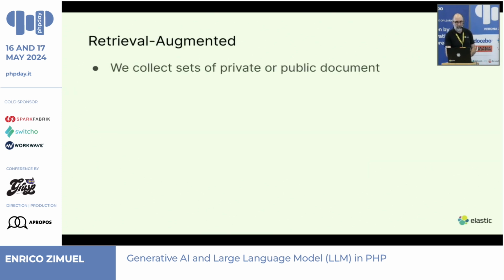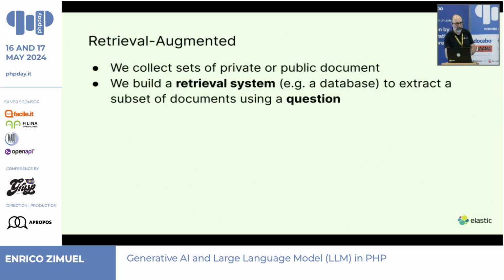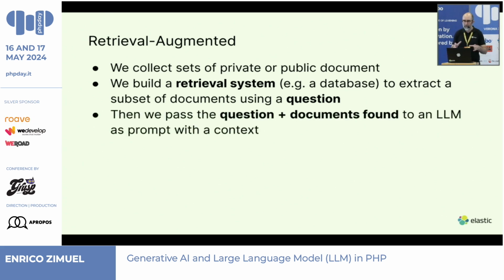So the idea is to collect a set of data, documents, whatever, and put them in a vector database. So you have to use a database that is able to provide semantic search. The idea is to search the vector database, which gives you the most probable documents that have similarity with the question, for instance 3 or 4 documents, and put these documents to an LLM together with the same question.